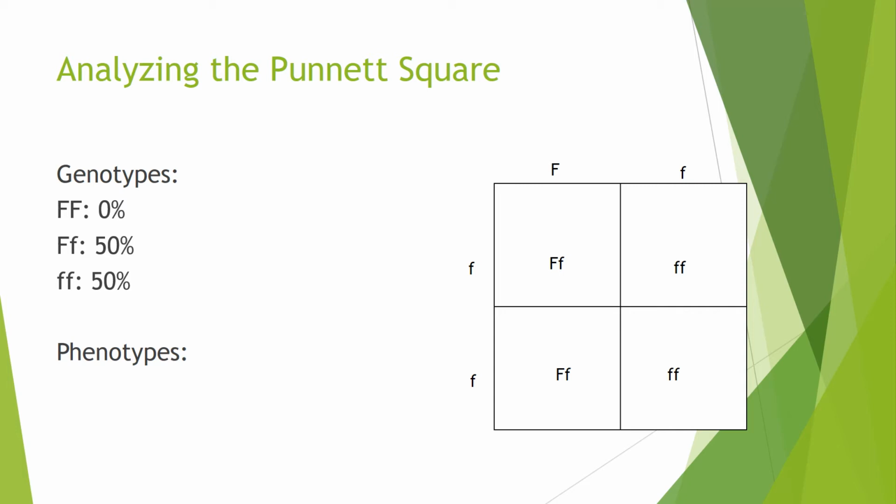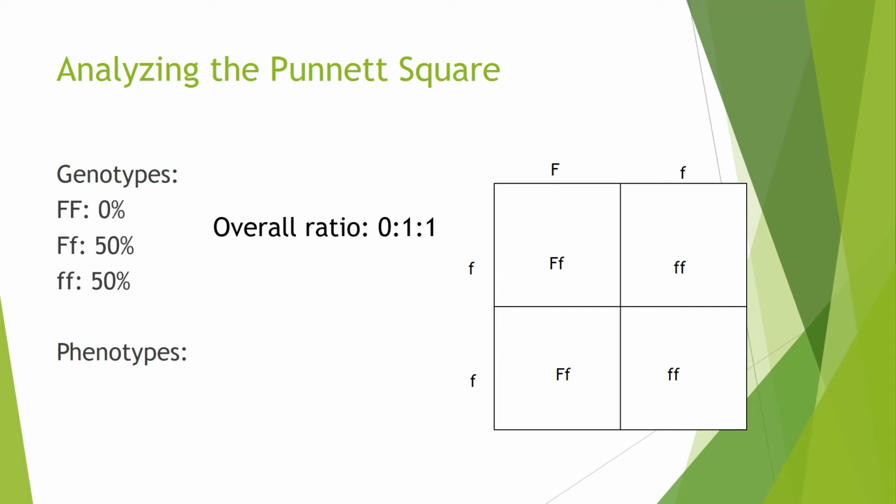So now that we have the information, we're going to write an overall genotypic ratio, a ratio that shows how much of each genotype we have compared to each other. If we write this out, we know that we have 0 big F's, we had 2 big F little f's, and we had 2 little f's. So if you write it out, originally it'd be 0 to 2 to 2, but we can reduce this down to 0 to 1 to 1.